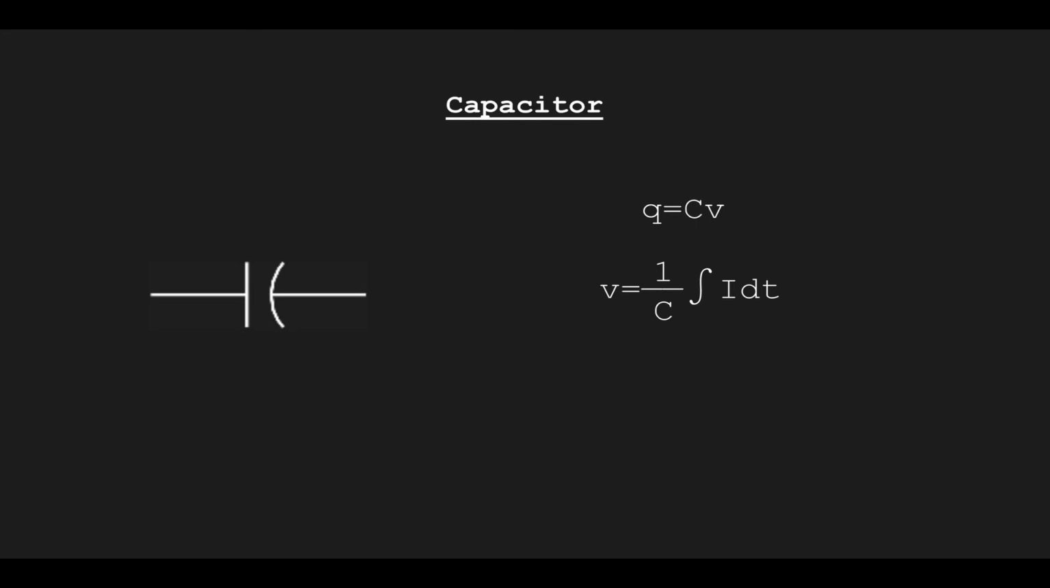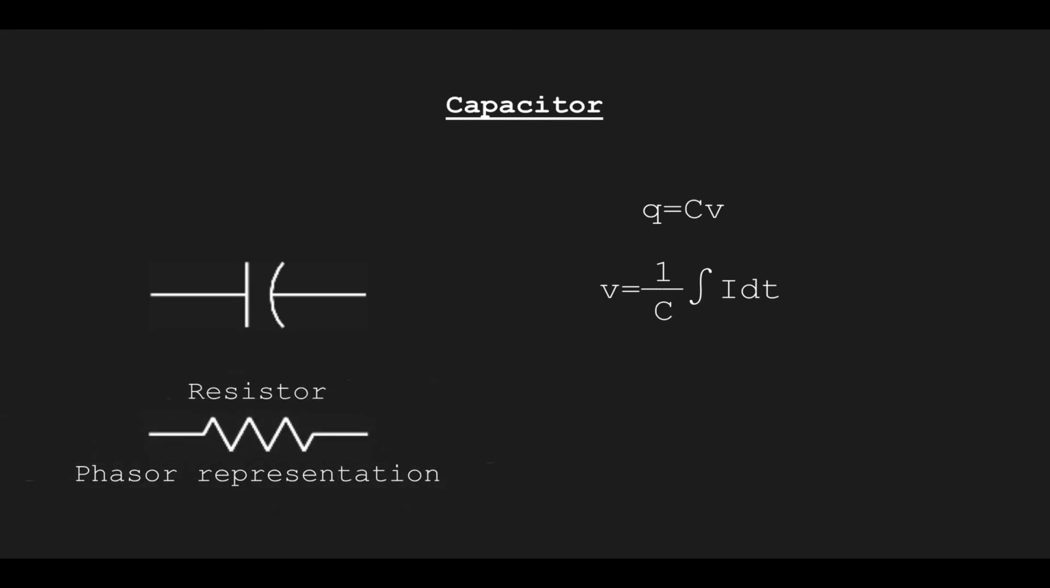Okay, a bit of a challenge. Can you verify if the voltage-current relationship for a resistor in phasor representation still follows Ohm's law? If you can do this, you can also try to discover the voltage-current relationship in phasor representation for a capacitor.